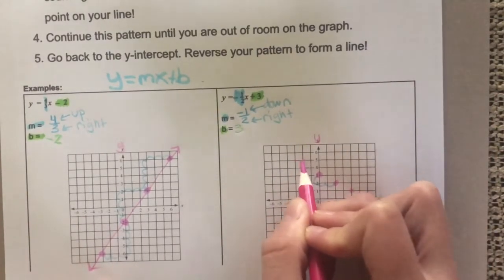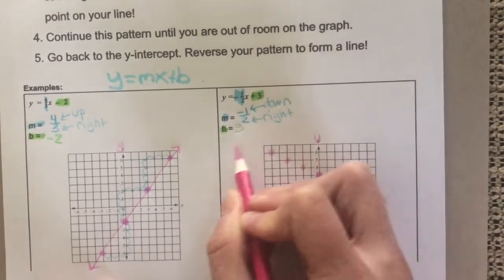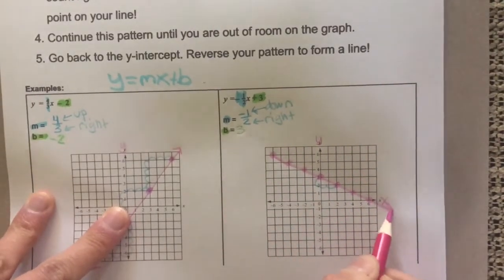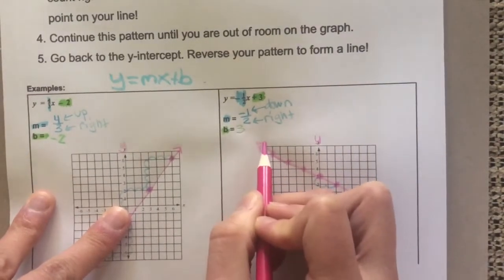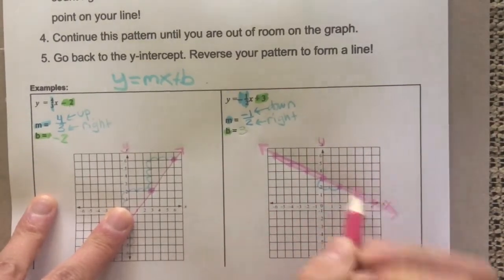So up 1, left 2. Up 1, left 2 until I run out of room. Then I'm going to play connect the dots. And you'll know you did this right if all of your points end up in a straight line.